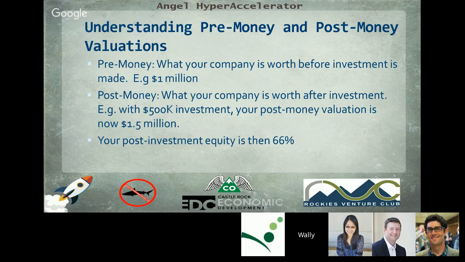And the difference between pre-money and post-money is simply this: if your company is worth $1 million and you haven't received any investment, then your pre-money valuation is $1 million. If you receive a $500,000 investment, then your post-money valuation is the pre-money plus the investment, so now it is $1.5 million. In this case, the entrepreneur still owns 66% of the company. And by the way, 33% is too much to give away in an early round. Most angel rounds are going to be somewhere between 20 and 25%. Okay, let's go on to the next.